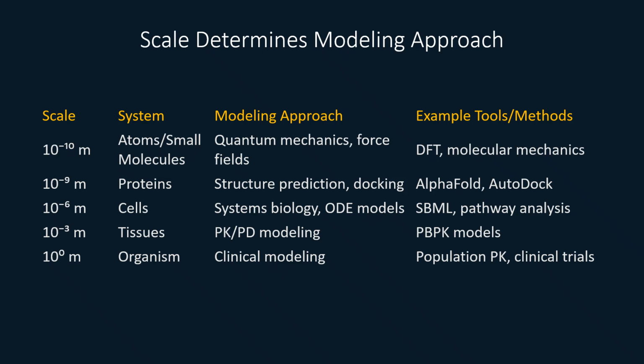At tissue scale, you are dealing with PKPD, distribution and clearance. At organism scale, you are doing clinical modeling with population statistics. As you design therapeutics, you need to think about which scales matter for your particular problem.